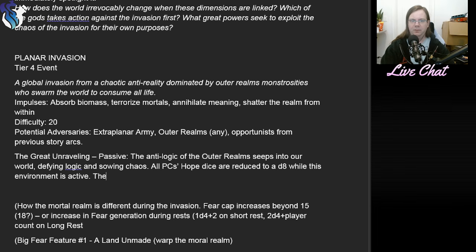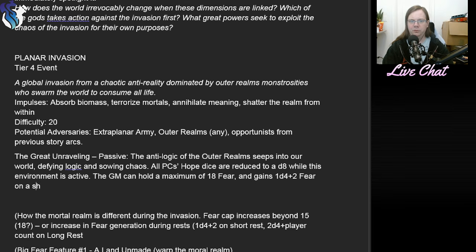And the GM can hold a maximum of 18 fear and gains 1d4 plus 2 fear on a short rest, 2d4 plus the number of players on a long rest. Decapitalize those. I don't think they're capitalized in the book.